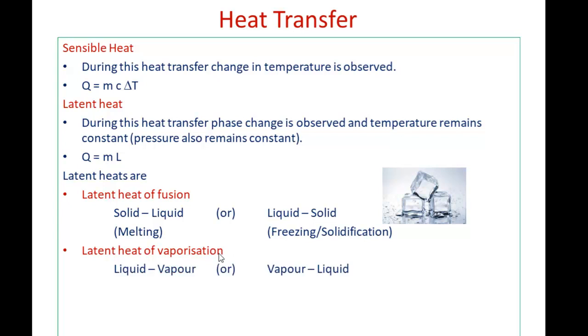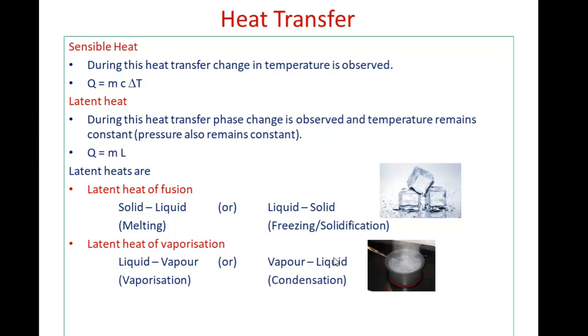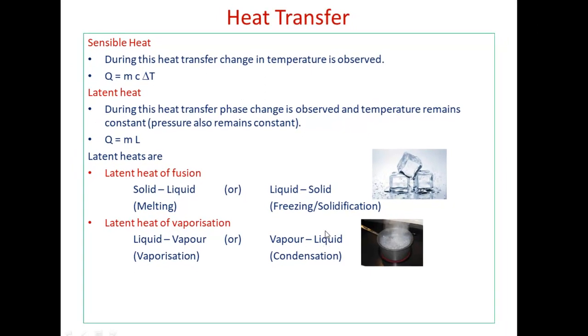Similarly, coming to latent heat of vaporization, this is from liquid to vapor. So liquid to vapor we call vaporization, whereas vapor to liquid we call condensation. The amount of heat required to convert a substance in liquid state to the same substance in vapor state at the same pressure, the same amount of heat will be rejected when the system undergoes a change of state from vapor to liquid. So the change of phase from liquid to vapor we call vaporization, whereas vapor to liquid we call condensation.